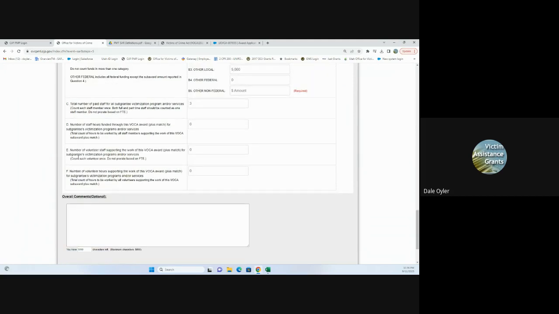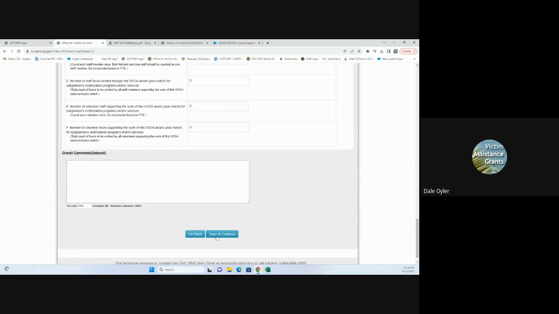If you have volunteers listed on your grant, this is where you're going to be in E and F, where you're going to be entering volunteer staff supporting the work of this VOCA award, and the number of volunteer hours supporting the work. So this agency took advantage of the match waivers. If you did that, then you'd just be entering zeros in there. And then that's pretty much it for this section. You would hit save and continue.